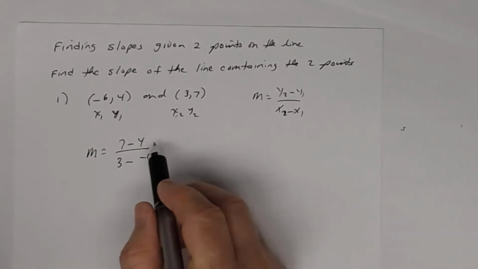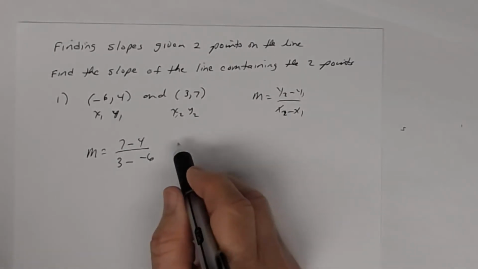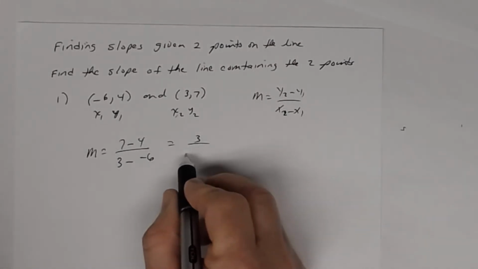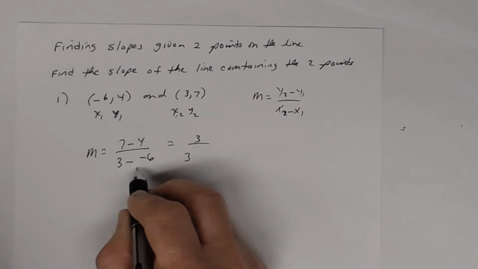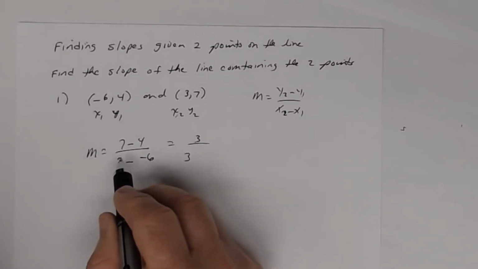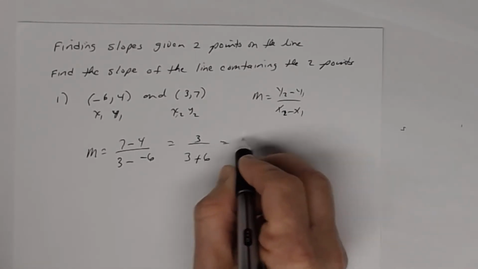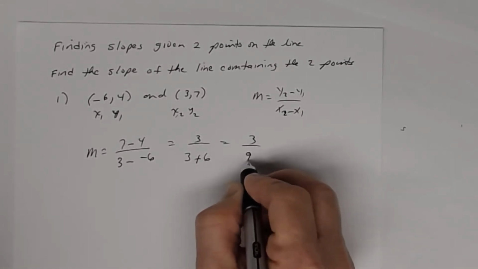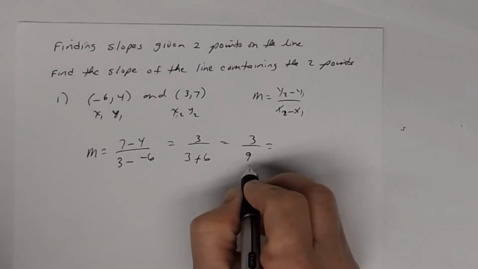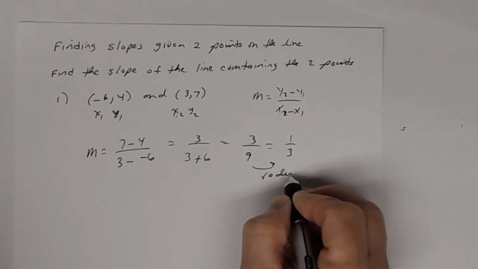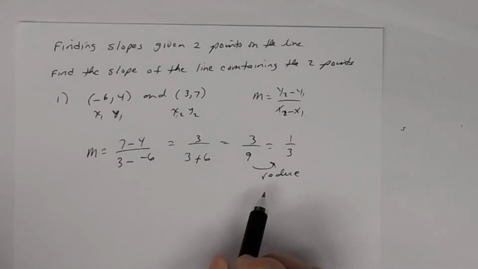Okay, now, the numerator is easy. 7 subtract 4 is 3, right? The denominator, now be careful, 3 subtract negative 6. Remember, you can always change subtraction to addition by adding the opposite. So that's 3 plus the opposite of negative 6, which is 6. So that becomes 3 divided by 6. 3 plus 6 is 9, which reduced, you're expected to reduce, is 1/3. So make sure you reduce, okay? All right, so the slope is 1/3. That's what you found the slope to be.